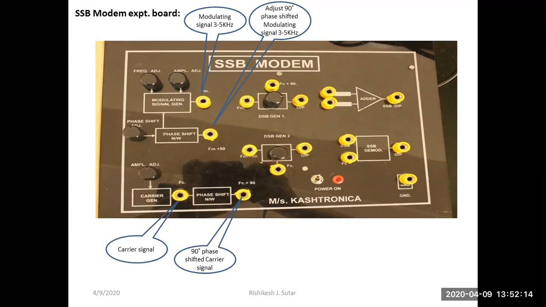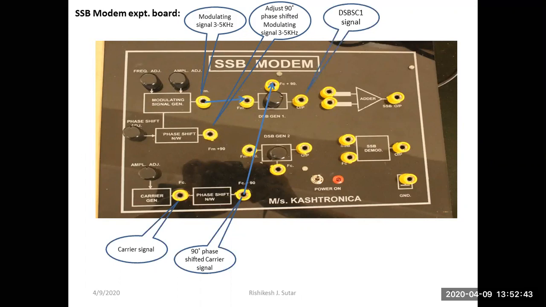Now before going to the DSBSC generation 1 section, first connect modulating signal FM to channel 1 of DSO. Now we'll go towards the DSBSC generation 1 section. So you can see DSBSC generation 1 section has two inputs. One is modulating signal as it is and the other is 90-degree phase shifted carrier signal. So at the output of DSBSC generation 1 section, we can have DSBSC 1 signal.